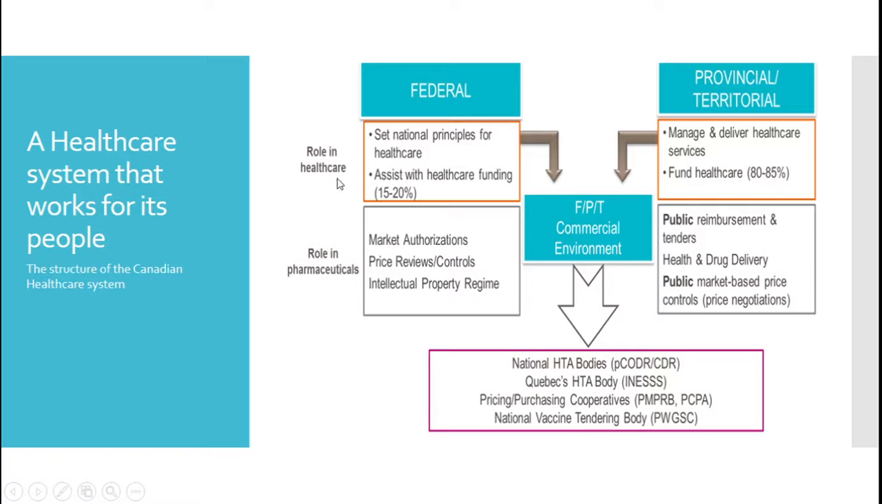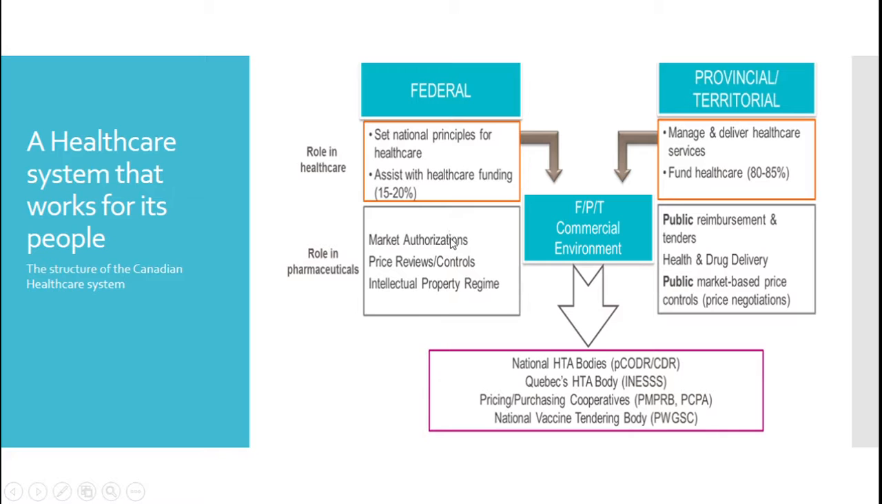Now, regarding the roles played by the government, the federal government sets national principles for healthcare, and assists in healthcare funding for the provincial, territorial, or municipal governments. This means that the other levels of government have the heavier share in managing and delivering healthcare, with funding going up to 80 to 85% of the whole pie, which is very considerable.